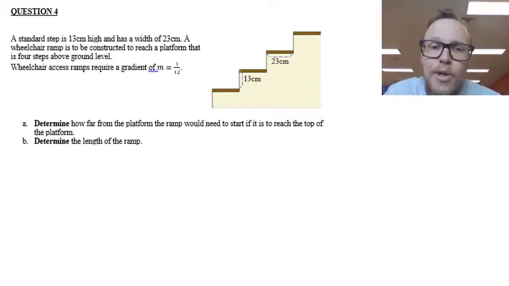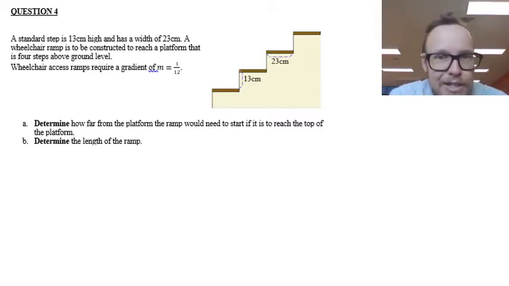Question 4, we're looking at our modelling and problem solving question here. Now, we need to remember what our strategies are for our modelling and problem solving questions. So I'm going to try and do this question using 2 methods and see if either of those can help you when you're actually solving your problem. So the key information that we have is that we've got our steps being 13 centimetres high and 23 centimetres wide. We've got a wheelchair ramp that needs to be constructed to reach a platform that is 4 steps above ground level, and the gradient needs to be 1/12.